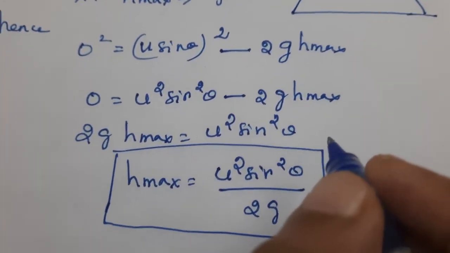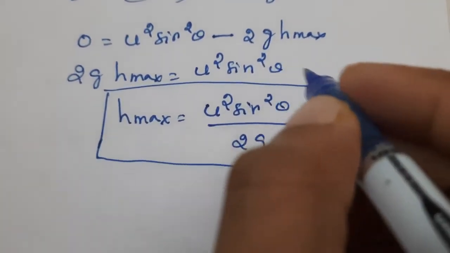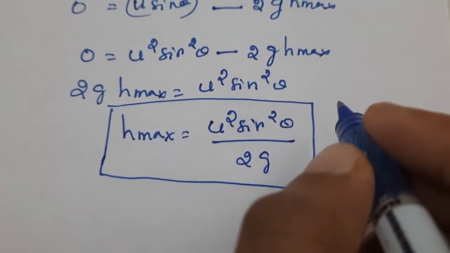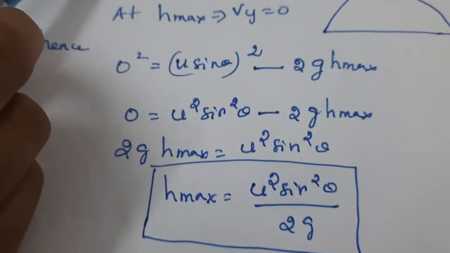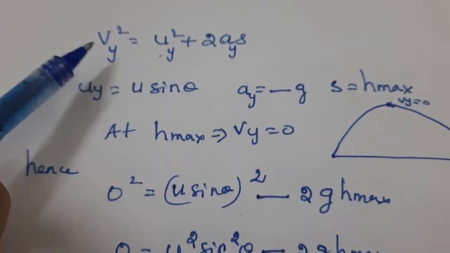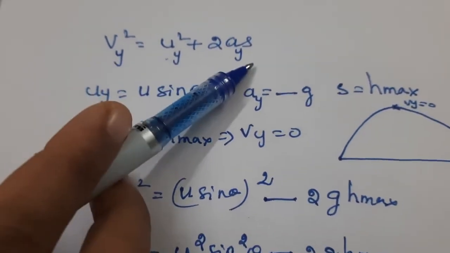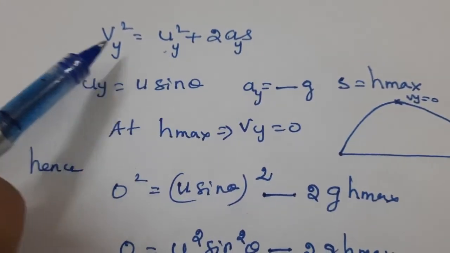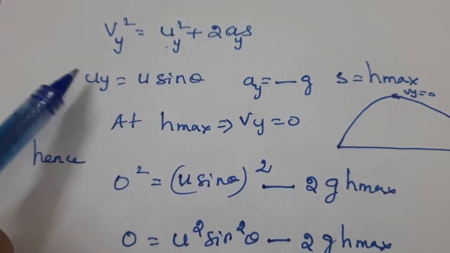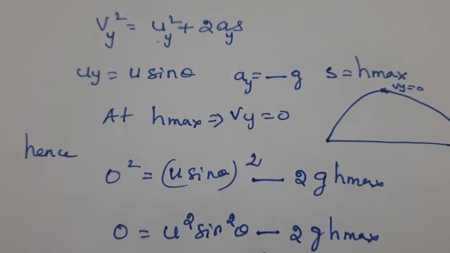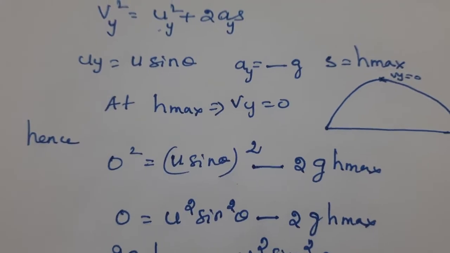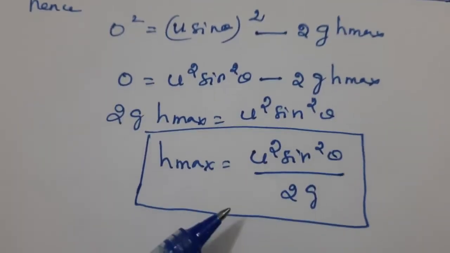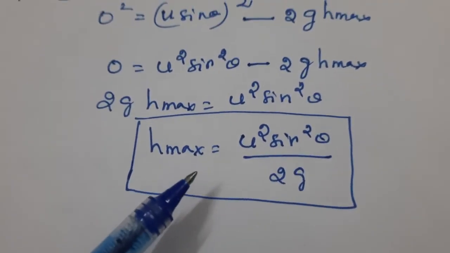This is the maximum height travelled by the projectile. So we are using the kinematic equation v square equal to u square plus 2as, and in that we are using the vertical component. Substituting these values, we got h max is equal to u square sin square theta by 2g.